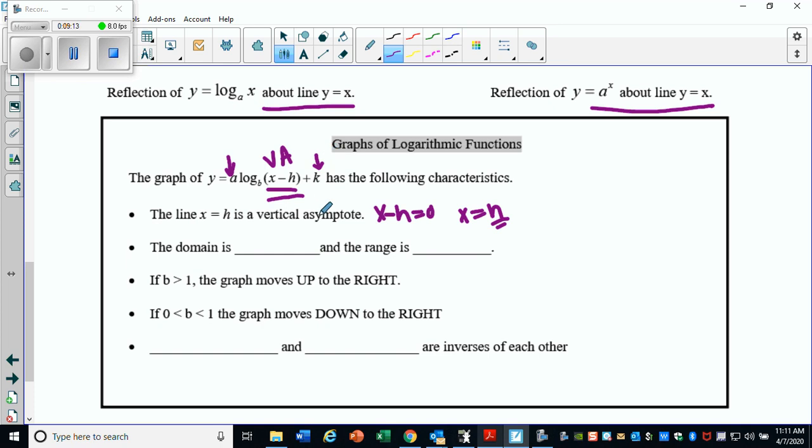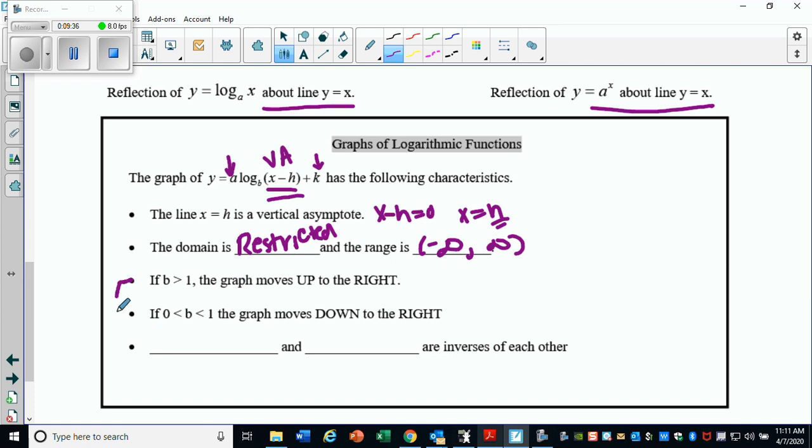Now, remember the domain and range are switched here. So in this case, the domain is restricted. Okay, it's going to be on one side or the other of your vertical asymptote. In your range, since it's the inverse of an exponential function, your range is the same as the domain, which is negative infinity to infinity.